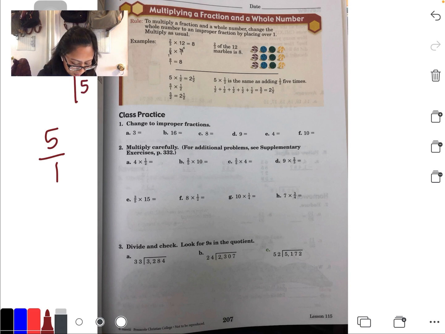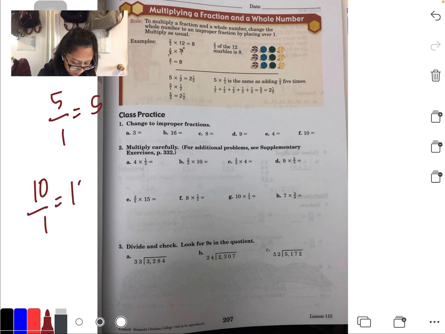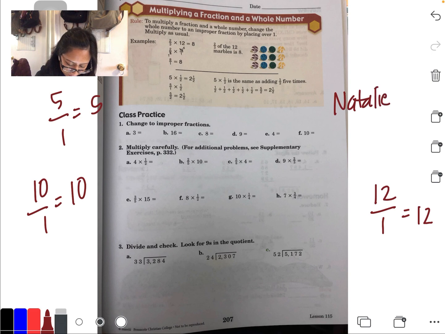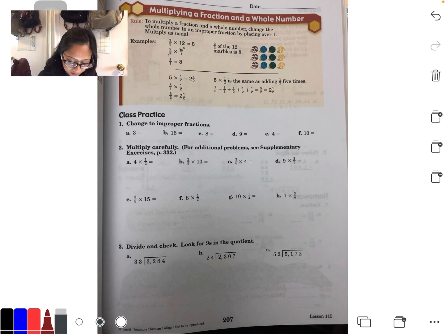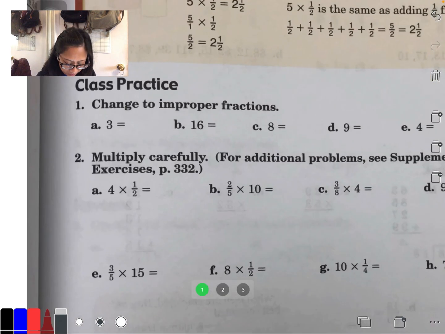So when you casita time this, it's just 5, right? 5 divided by 1 is 5. Or if I do 10 divided by 1, it's 10. Or 12 divided by 1, it's 12. Or if I do Natalie divided by 1, it's Natalie. Or Mason divided by 1, it's Mason. So you see, anything divided by 1 is the same number. We're going to practice this here in number 2.